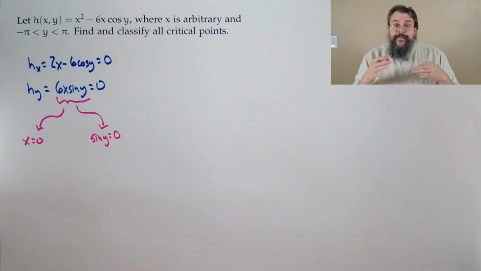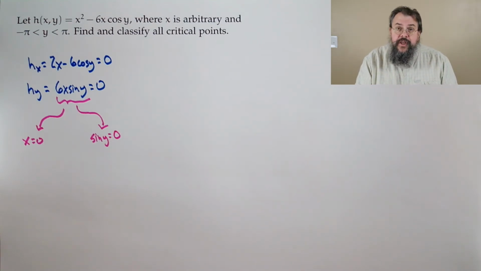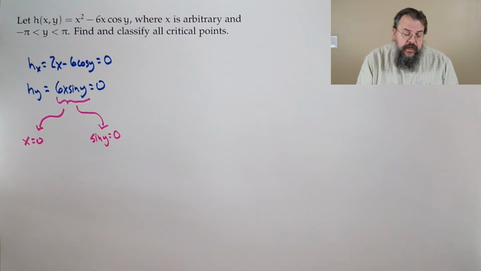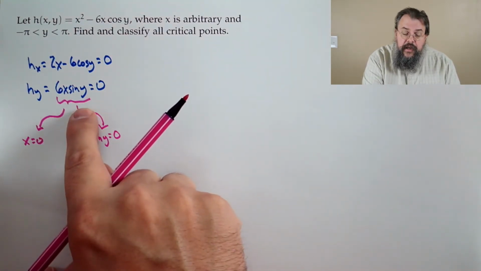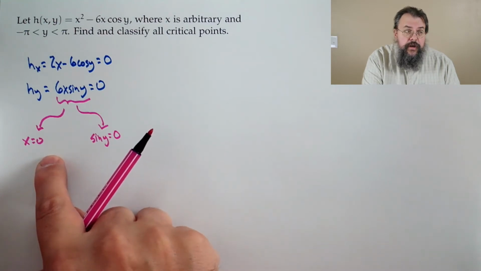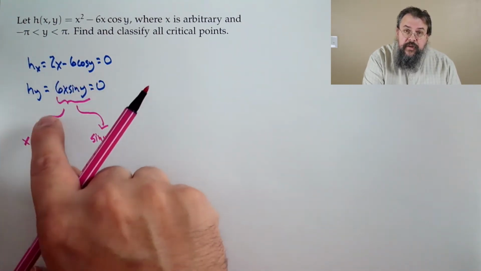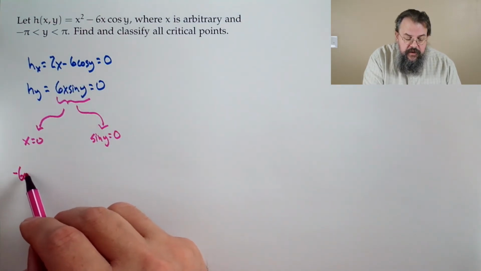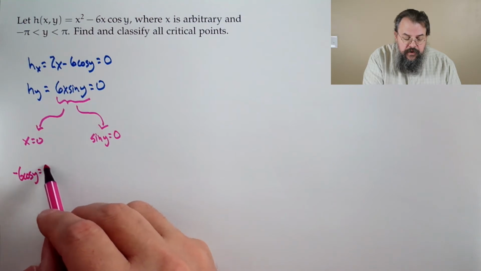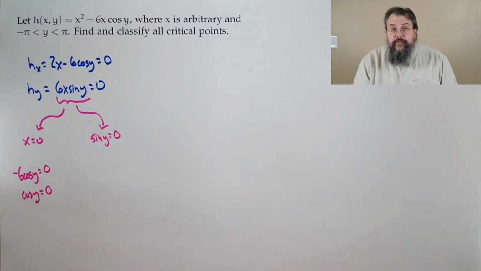All right, so now we have to start thinking about what this means. Well, let's start with x equals 0. If I know that x equals 0, and that's based on h sub y, I need to figure out what's true about y. So I go into h sub x, substituting in x equals 0. That would imply minus 6 cosine of y has to equal 0, which really means that cosine of y has to be 0.